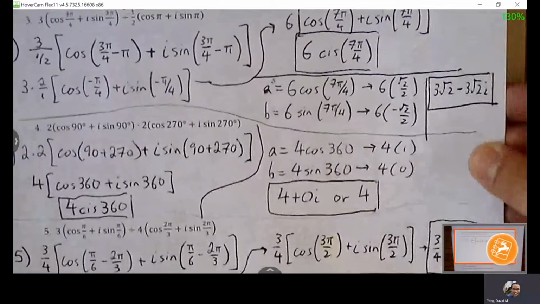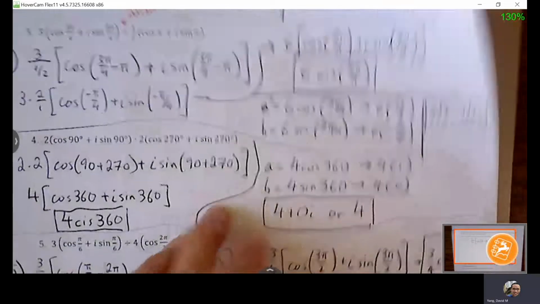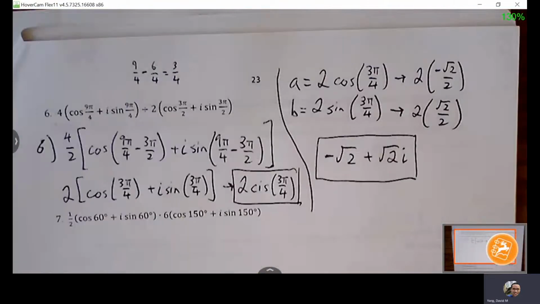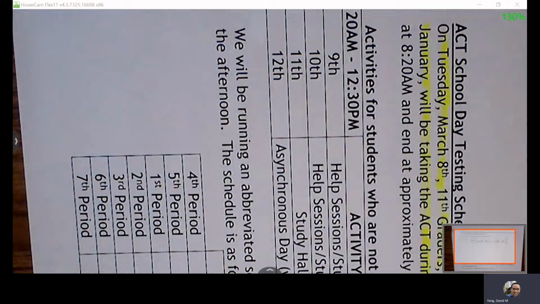Okay, is everybody okay with number 5? Okay, I'll come around and check pages 20 through 23. Let me check those 4 pages in about 5 minutes, okay?